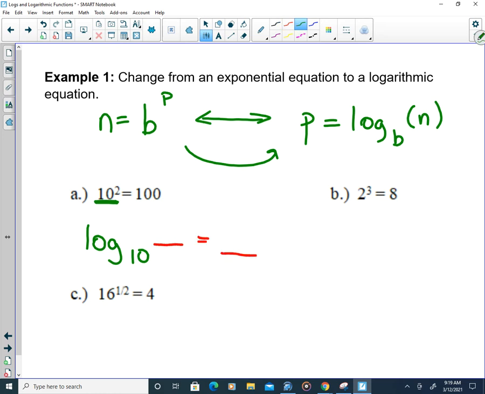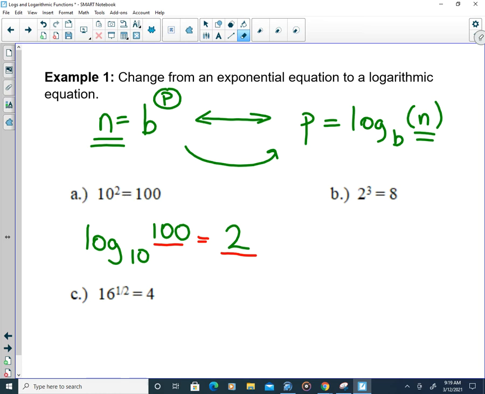All right, so what is the 2 here? The 2 is my p value. That's my exponent. That's what your logarithm equals. So I'll put a 2 here. So I have log base 10 of what? Well, that's my n value. That's what you're taking the logarithm of. What your exponential expression equals in your exponential equation, that's what you're taking the log of.